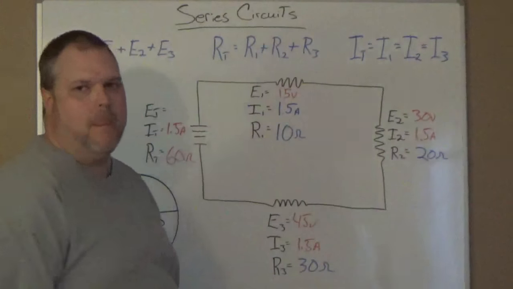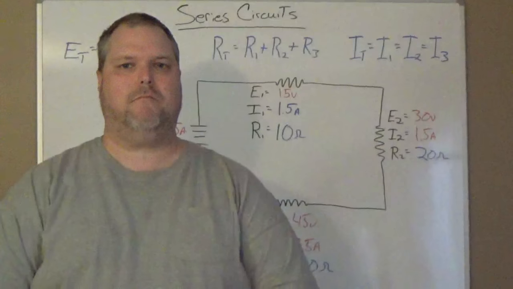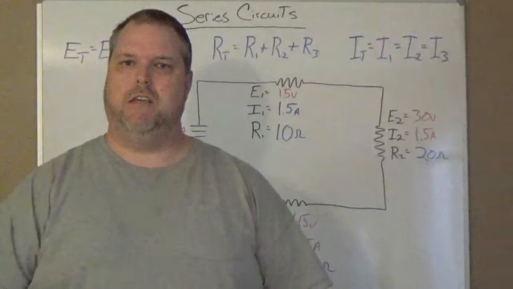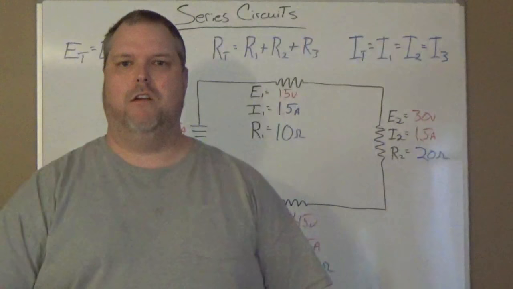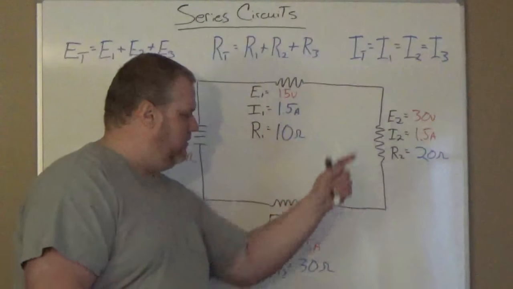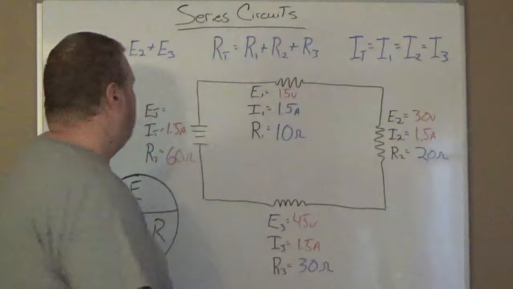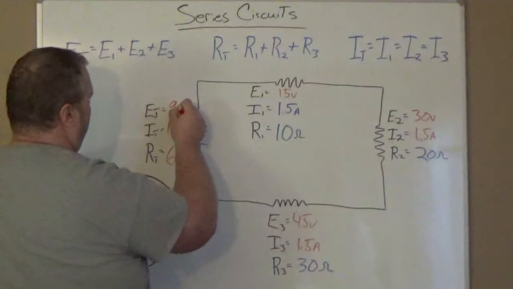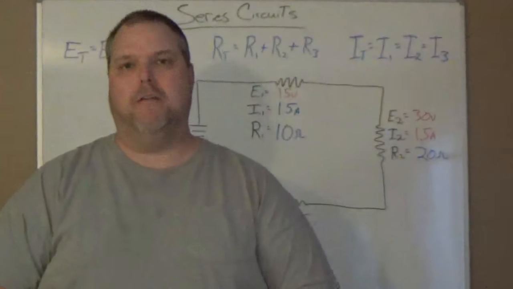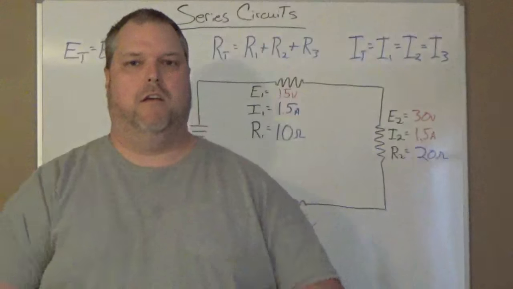Now, what's the rule? How do we find total volts? We find total volts by E1 plus E2 plus E3 will give us E total. So if I take 15, 30, and 45 and I add them together, I get 90 volts. This is how we complete a series circuit. This is how we solve for it.